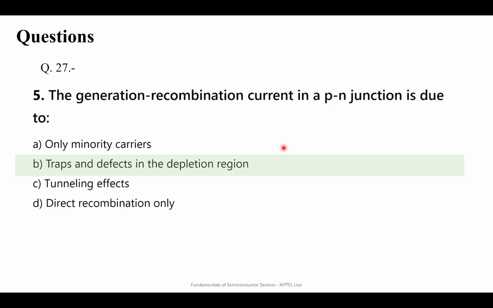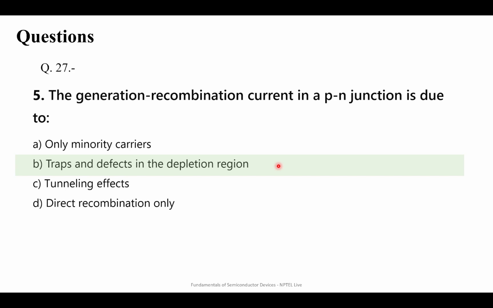The correct answer is actually B. The generation recombination current in the PN junction is due to traps and defects in the depletion region. So in the depletion region, the traps and defects act as recombination sites. Hence, when there are traps and defects, you have a recombination current happening inside the depletion region.